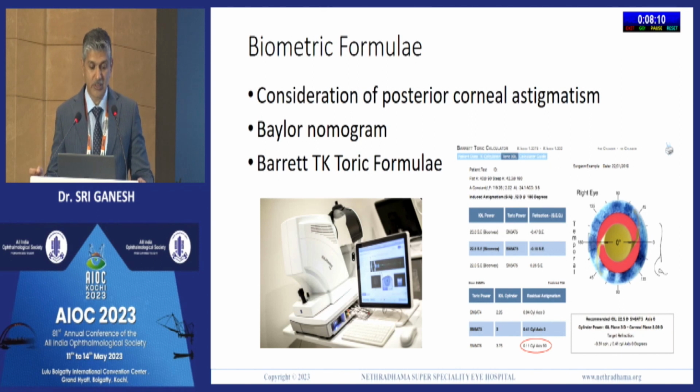We prefer to use the Barrett TK toric formula, which is available with the IOL Master 700, and we find this to be very precise because it truly measures both the anterior and posterior curvature of the cornea. The Barrett TK not only takes care of the posterior corneal astigmatism but also looks at the ELP, which can have an influence on the outcome. So if your lens is more anteriorly placed or posteriorly placed, then the correction of the toricity will vary.